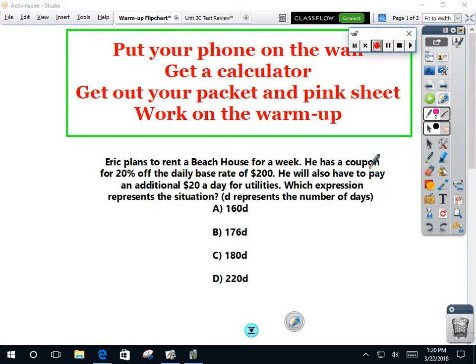Eric plans to rent a beach house for a week. He has a coupon for 20% off the daily base rate of $200. He will also have to pay an additional $20 for utilities. Which expression represents this situation if D represents the number of days?